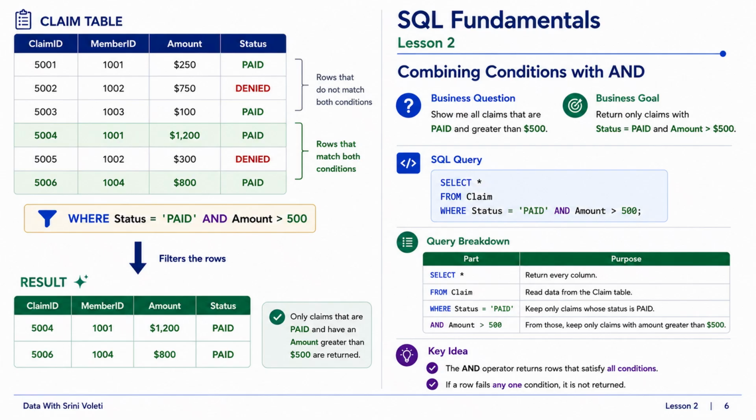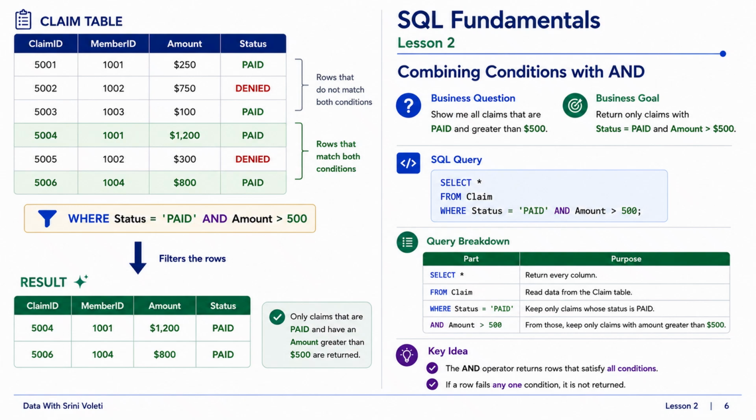Amount is greater than 750, so it satisfies the amount condition. However, the status is denied. Again, only one condition is true, so SQL excludes the row. The third claim is paid, but its amount is $100. Once again, one condition fails, so the row is also excluded.